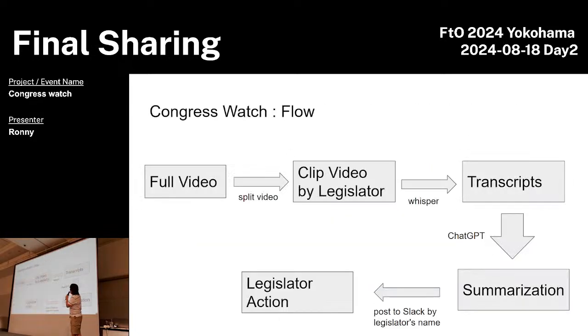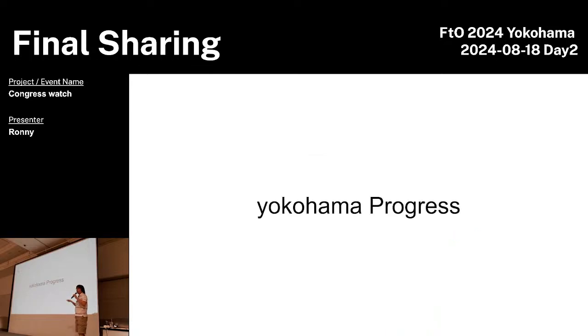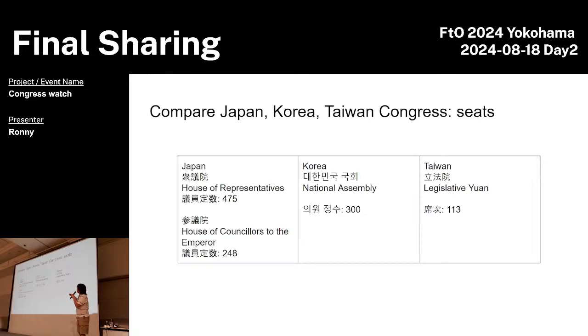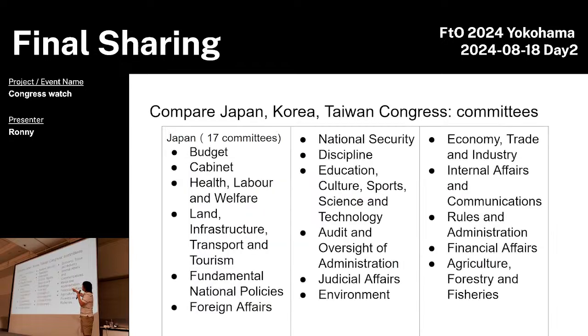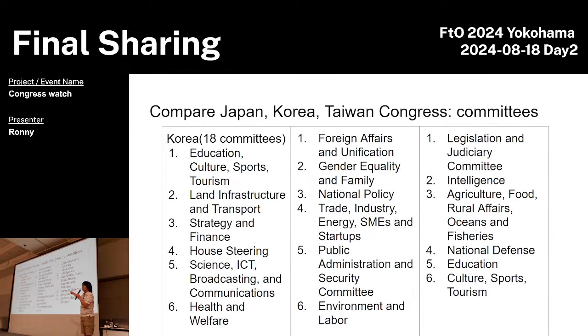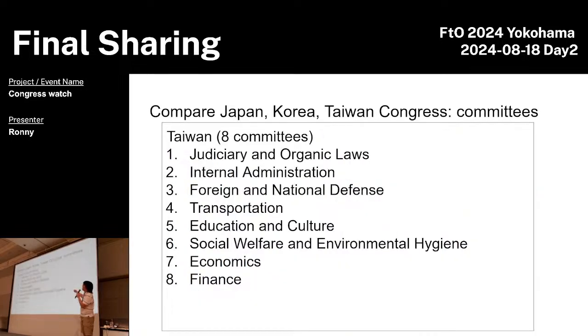This is what I did last year, and what did I do today? I compared Japan, Korea and Taiwan data. Japan has 475 in the House of Representatives, Korea has 300, and Taiwan only has 113, very few. And Japan has 17 committees, Korea has 18 committees, but Taiwan only has 8 committees, very few.